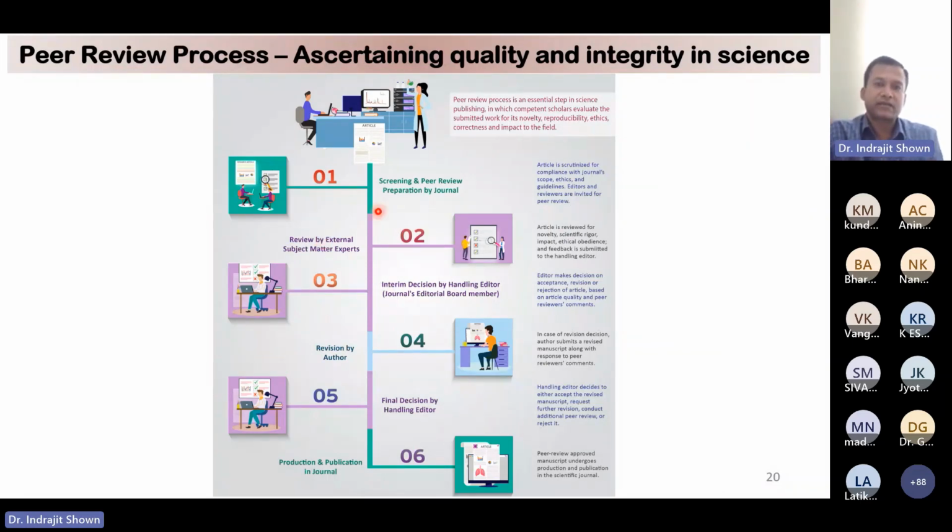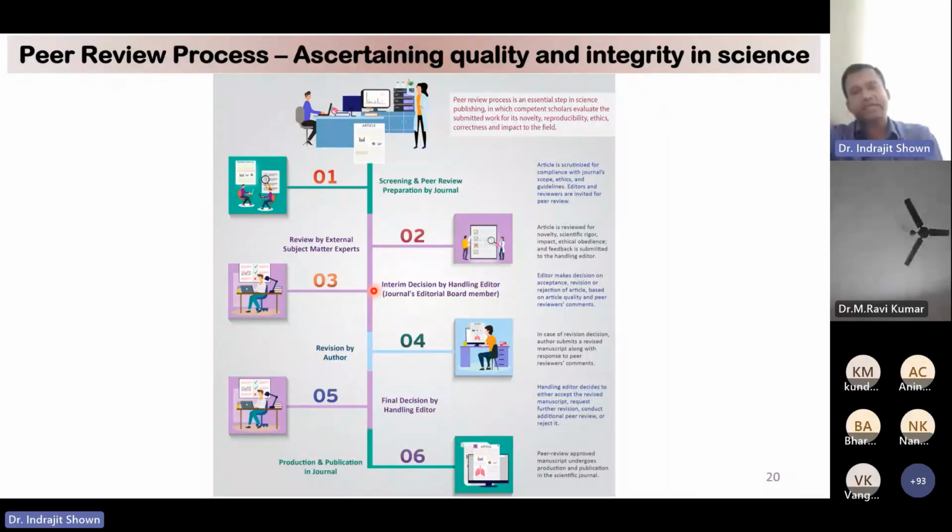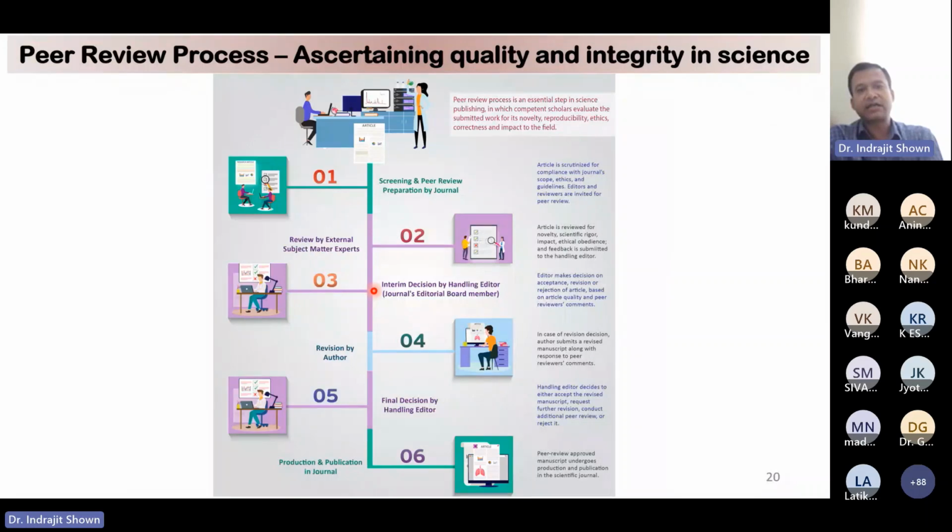And there are certain things: the first step of the peer review process is the screening and peer review preparation based on the journal. The next one is the review by an external subject matter expert. Basically, once you submit to the editor, then that external person can review it. Then there is some decision, and this is particularly followed by high impact journals. Suppose all of you have heard about Science and Nature, and you know that a lot of journals are there, like ACS, American Chemical Society, Royal Society of Chemistry, Wiley. But the review process of Science or Nature is a little bit different.